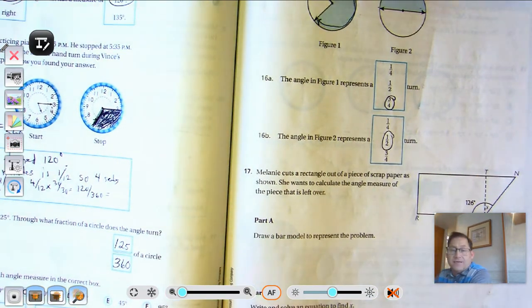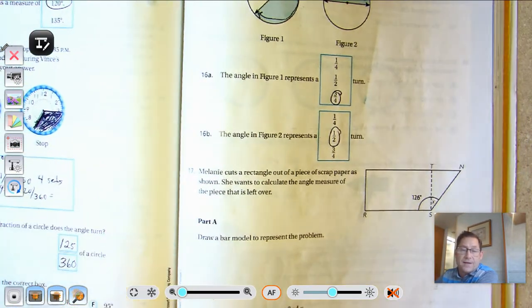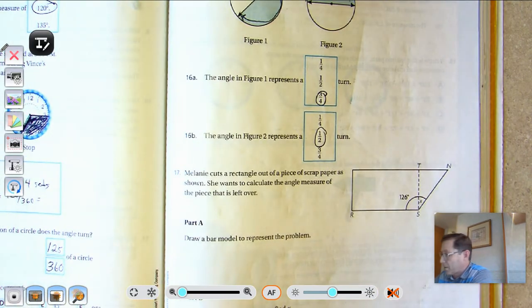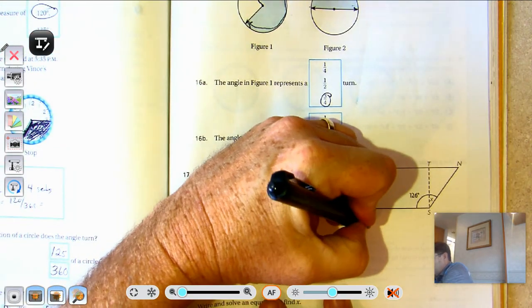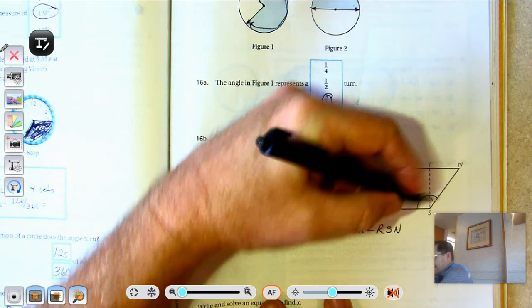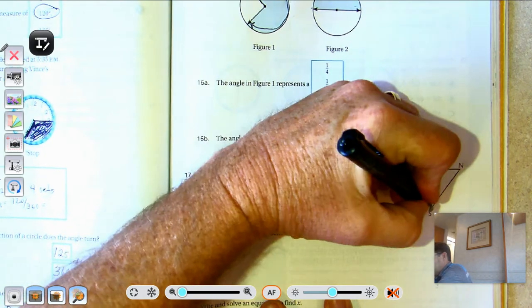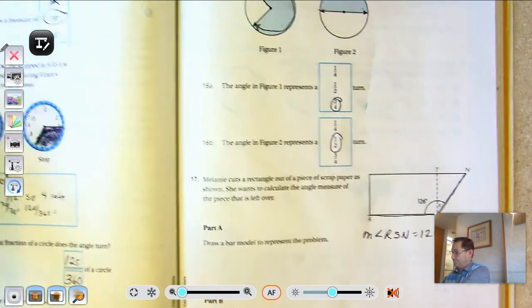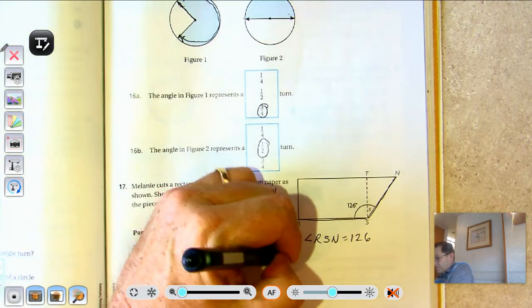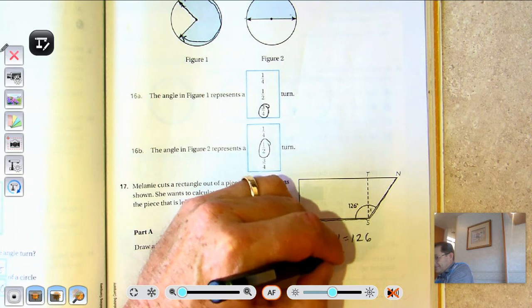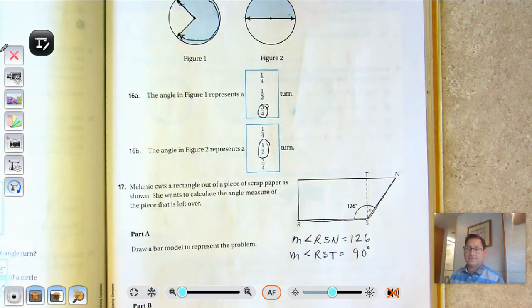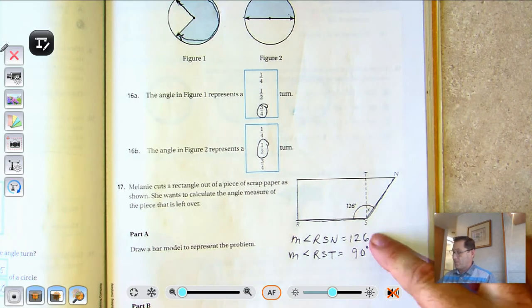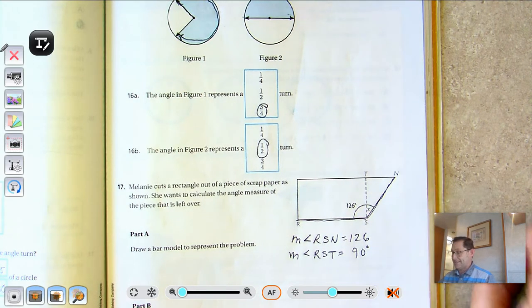Melanie cuts a rectangle out of a piece of scrap paper as shown. She wants to calculate the angle measure of the piece that is left over. All right, so the measure of angle RSN is 126 degrees. The measure of angle RST is 90 degrees. So the difference between these two tells me X.